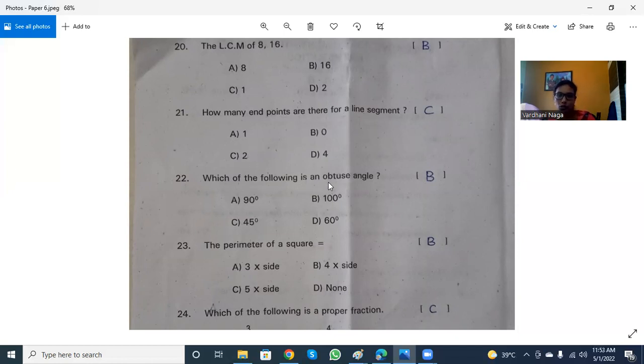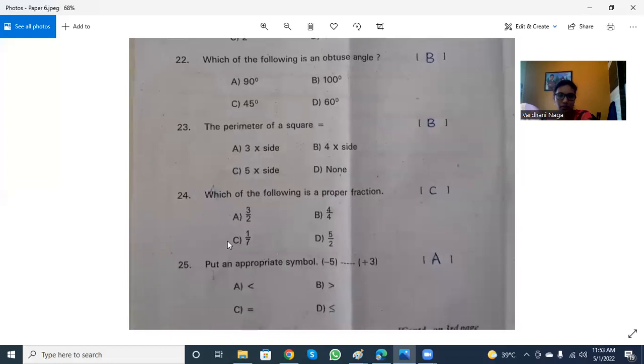Next, which of the following is an obtuse angle? Obtuse angle means more than 90 degrees and less than 180 degrees. So in this, more than 90 degrees is this one, so option B. The perimeter of a square. Square has all the sides equal. Perimeter is nothing but sum of all the sides. So S plus S plus S plus S is 4S. So answer is B. 4S means 4 into S.